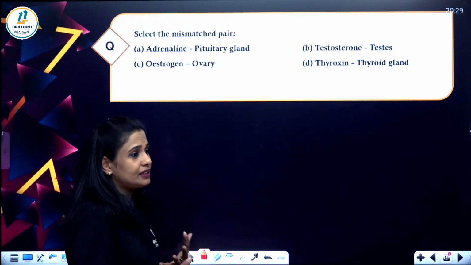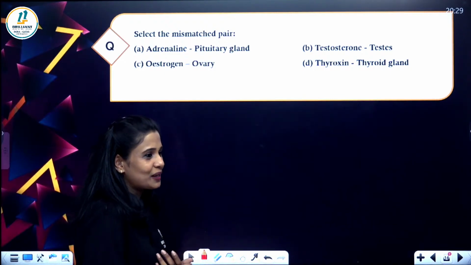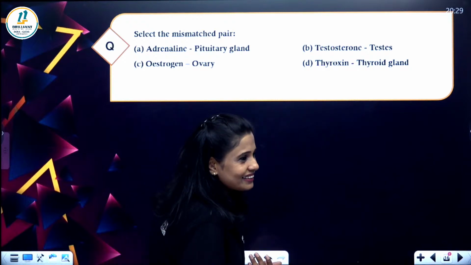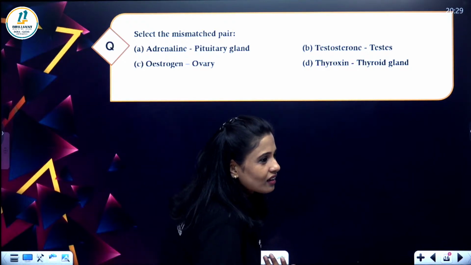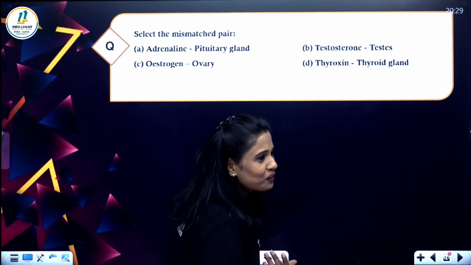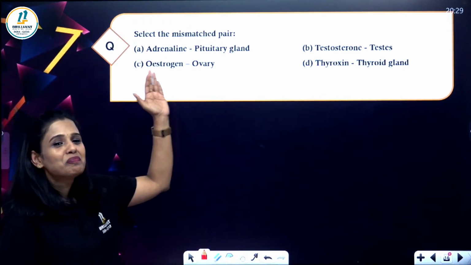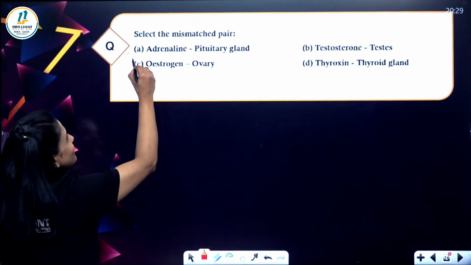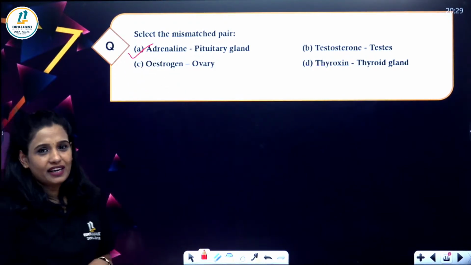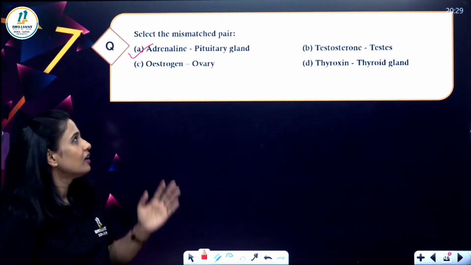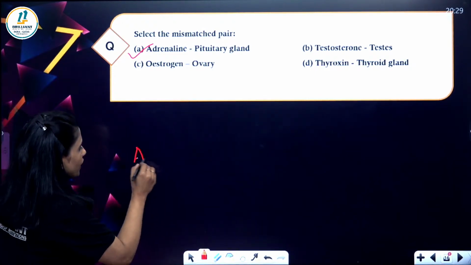It is a very, very easy question. Very good. Yeah, it is adrenaline, pituitary gland. This is the mismatched pair. Adrenaline, okay.